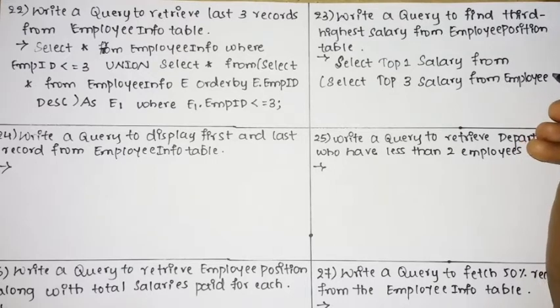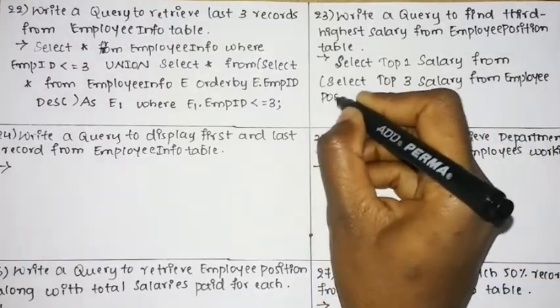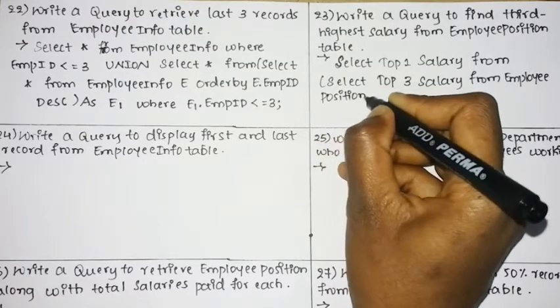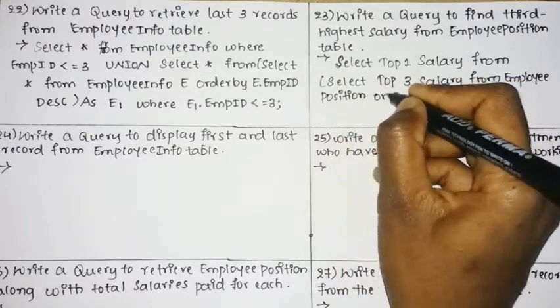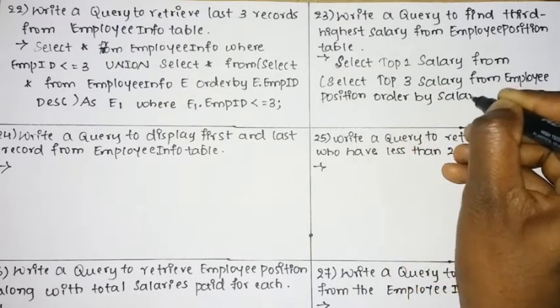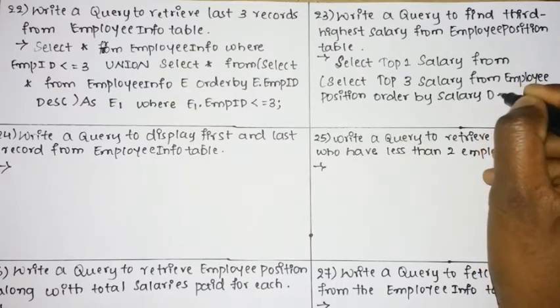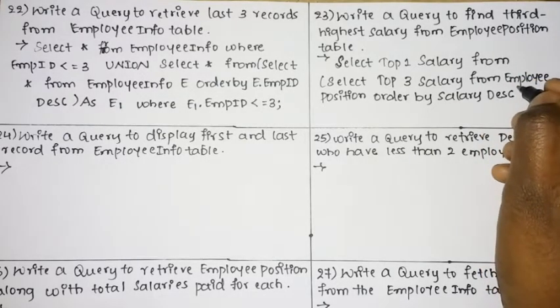So top 3 salary from employee position. Then after that, you need to order the salary. So order by salary, you need top. So order by salary in descending order.